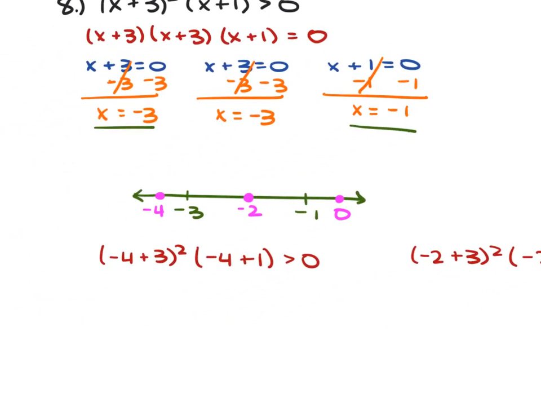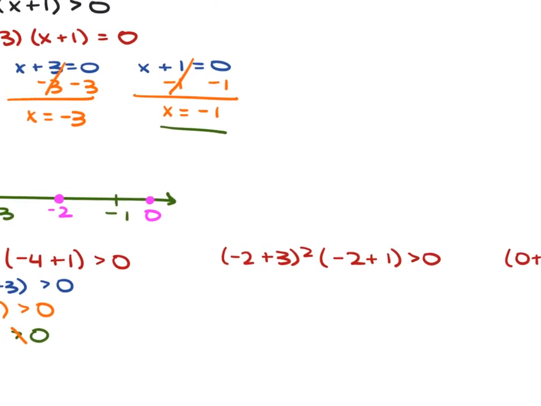Look at the first one. You have (negative 4 plus 3) squared times (negative 4 plus 1) is greater than 0. So negative 4 plus 3 is negative 1 squared. Negative 4 plus 1 is negative 3. Negative 1 squared is 1 times negative 3 is greater than 0. So from here, I'm just going to get negative 3 is greater than 0. That does not work, so I'm not going to shade there.